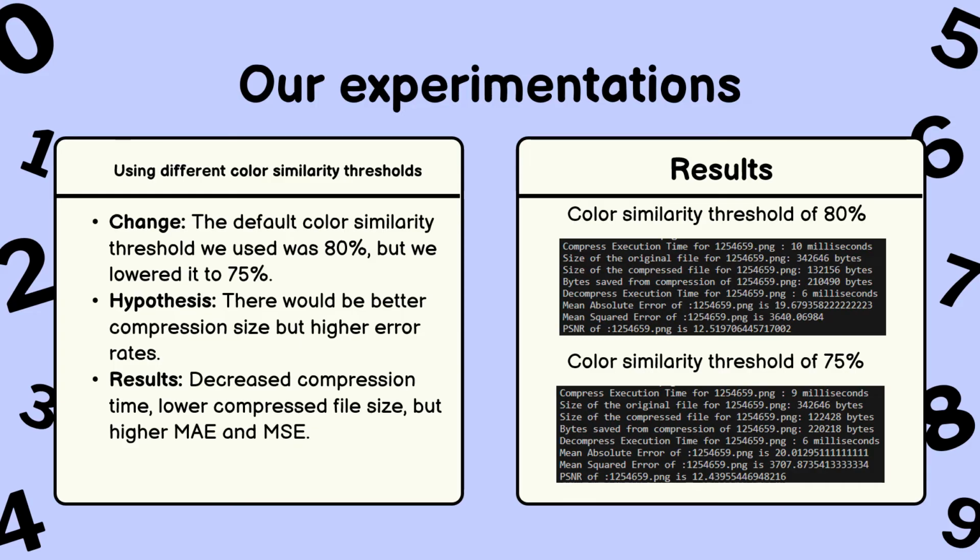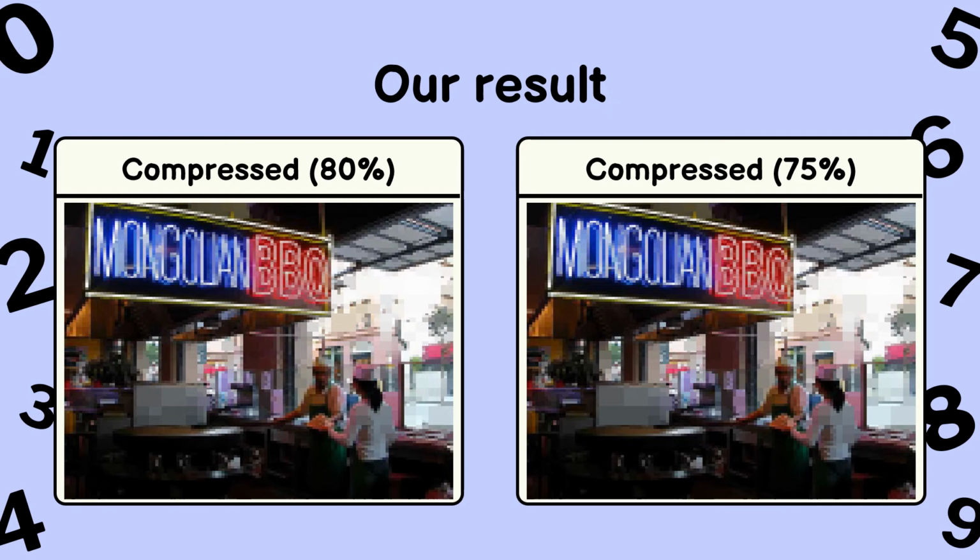Now, we move on to the experimentations. Firstly, we tried using different color similarity thresholds. The typical one we used was 80%, but we tried lowering it, specifically to 75%. We hypothesized that there would be a better compression size but higher error rates, and this was indeed proven true in the results. On the right, you can see the results of the different compression. The compression might not seem much worse to the human eye, but there are much higher error rates.